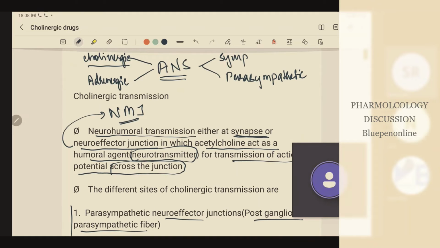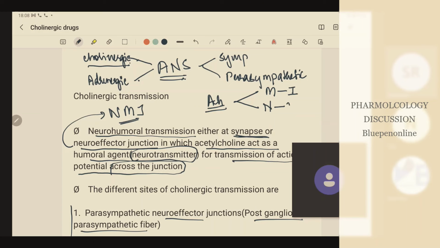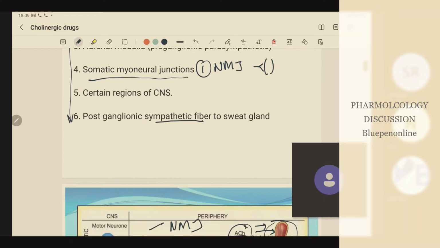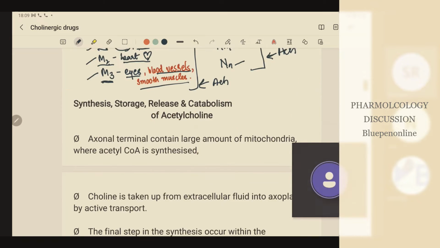So we'll quickly revise. ANS is divided into cholinergic and adrenergic. Cholinergic means the neurotransmitter is acetylcholine. Acetylcholine can act on muscarinic receptors or nicotinic receptors. Muscarinic receptors are involuntary while nicotinic receptors are voluntary. Okay? So if this is voluntary, that means whatever your median nerve supplies, all your skeletal muscles, your ulnar nerve supplies, all your skeletal muscles, all of them have nicotinic receptors. Okay?